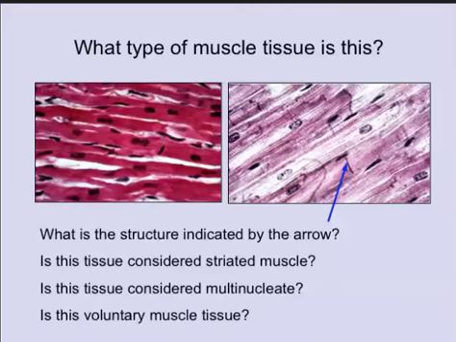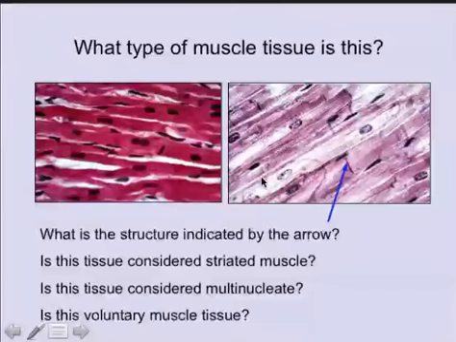Okay, and hopefully you came up with the answer that this is cardiac muscle tissue. And how can you tell? What are some of the hallmarks of cardiac muscle tissue? Well, number one, it is striated. If you look very closely, you can see these regular vertical light and dark bands running all along the length of the muscle.